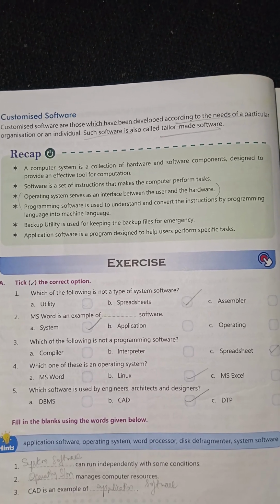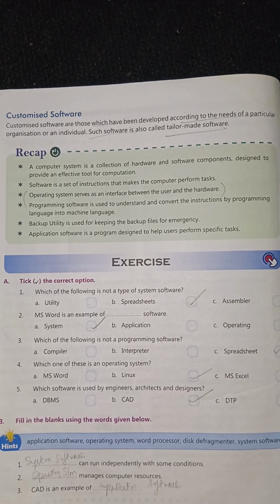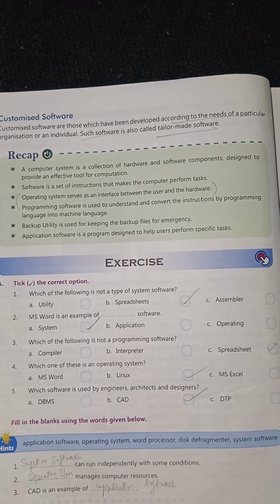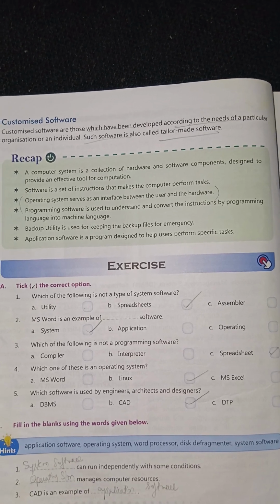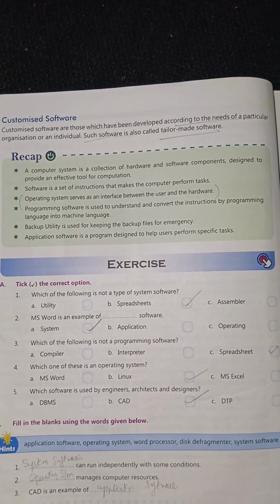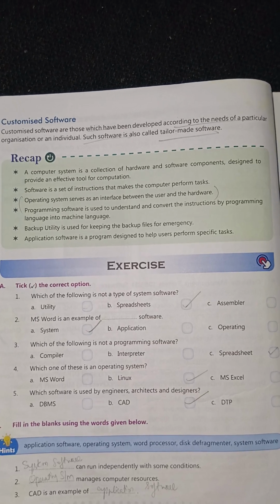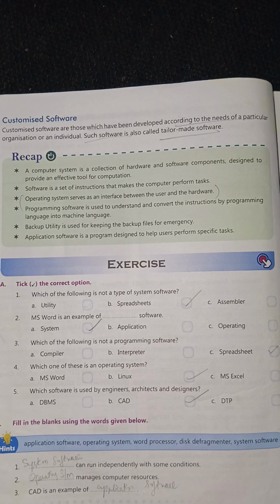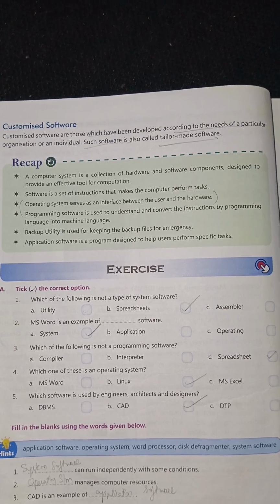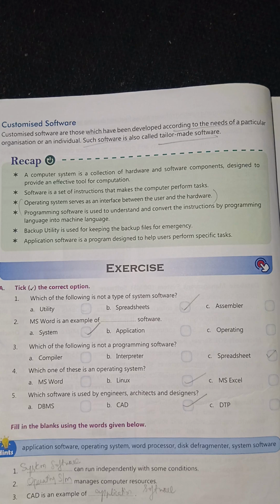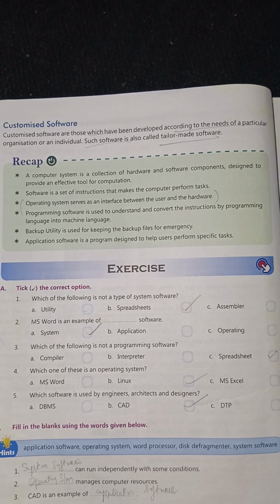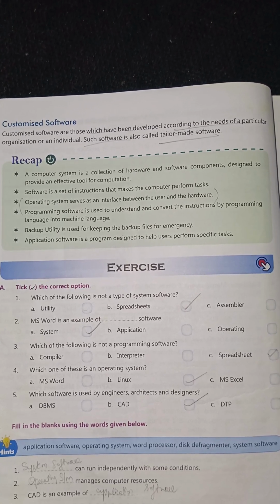Recap of this chapter, remembering the points which are very important in this chapter. A computer system is a collection of hardware and software components designed to provide an effective tool for computation. Software is a set of instructions that makes the computer perform tasks. Operating system, OS, serves as an interface between computer hardware and user. Programming software is used for converting the instructions written in a programming language into machine language. Backup utility is used for keeping backup files for emergencies. And application software is a program designed to help users perform specific tasks.